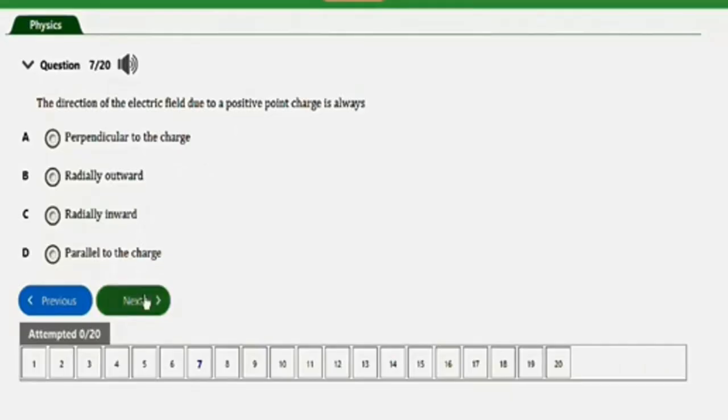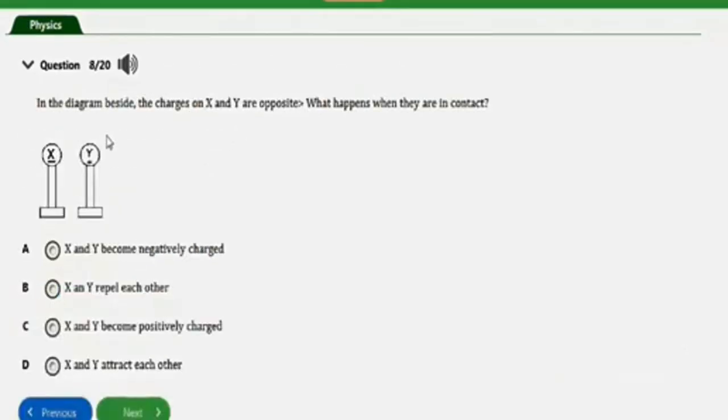Next question will be this one. It says, in the diagram beside, the charges on X and Y are opposite. What happens when they are in contact? Option A, X and Y become negatively charged. Option B, X and Y repel each other. Option C, X and Y become positively charged. Option D, X and Y attract each other. So guys, the right option in this question will be option D, which is X and Y will attract each other, because in physics, unlike poles attract, whereas like poles repel.